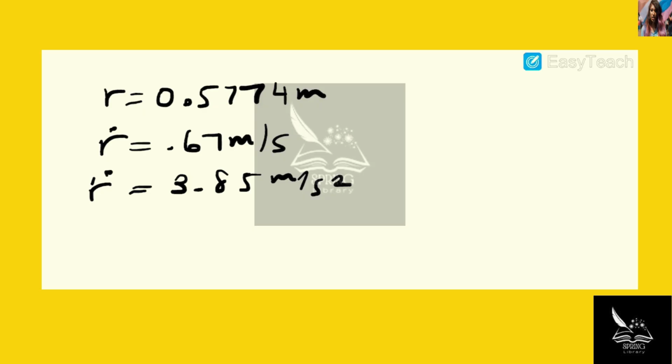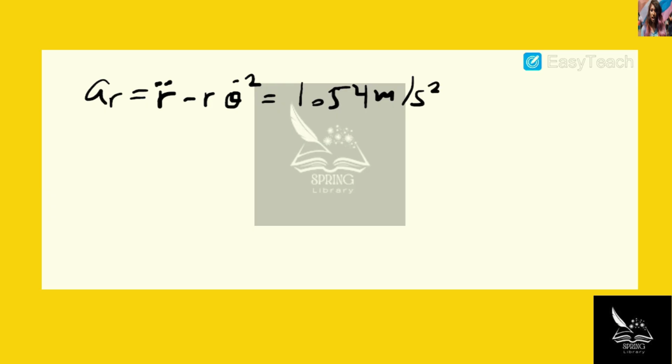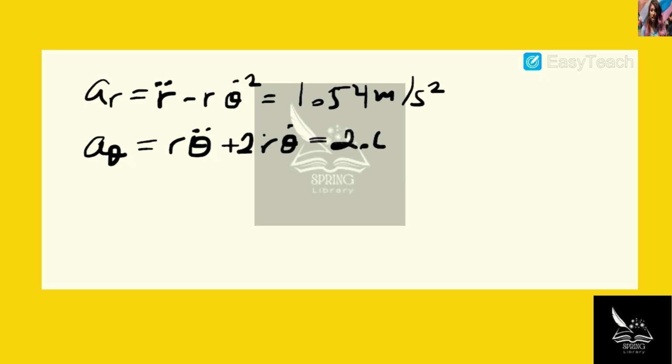We can use these quantities to plug in for our radial and theta accelerations. So we'll see that a_r, which is equal to r double dot minus r theta dot squared, is equal to 1.54 meters per second squared, and a_theta is equal to r theta double dot plus 2 r dot theta dot, which is equal to 2.67 meters per second squared.